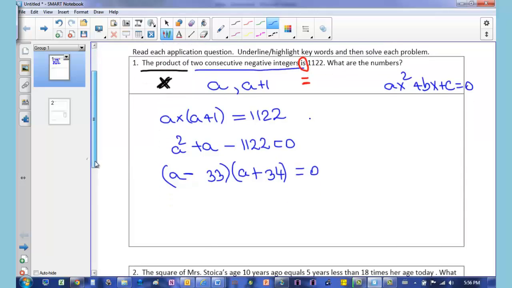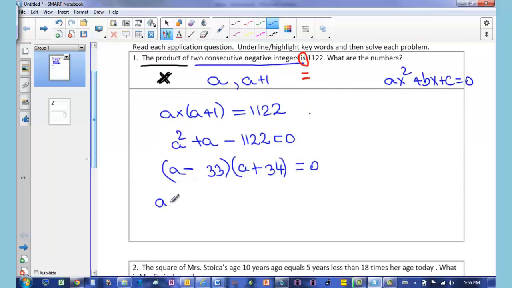So what are the two possible roots for this equation? a equals 33 or a equals negative 34. However, my problem did mention I need negative integers. So a equals 33 is not a good solution for me. I can't use this one any further. But I can find the second integer by starting with negative 34. So what's the consecutive one? It is negative 33.